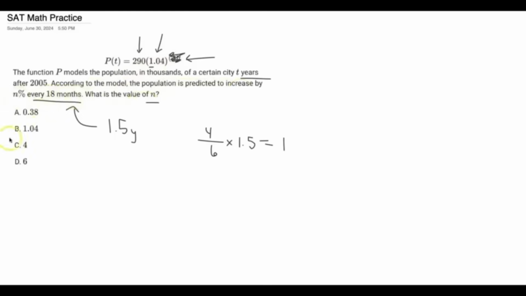The value of n is what? Well, we said n would be 4%. So the answer here is C.